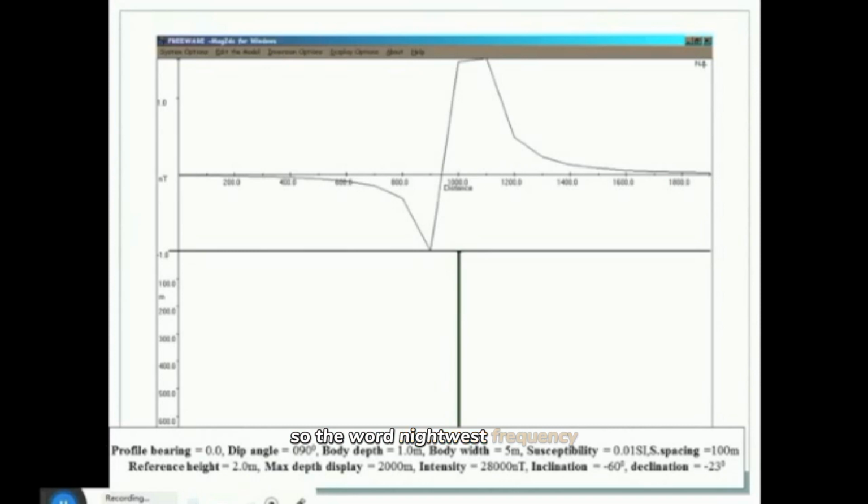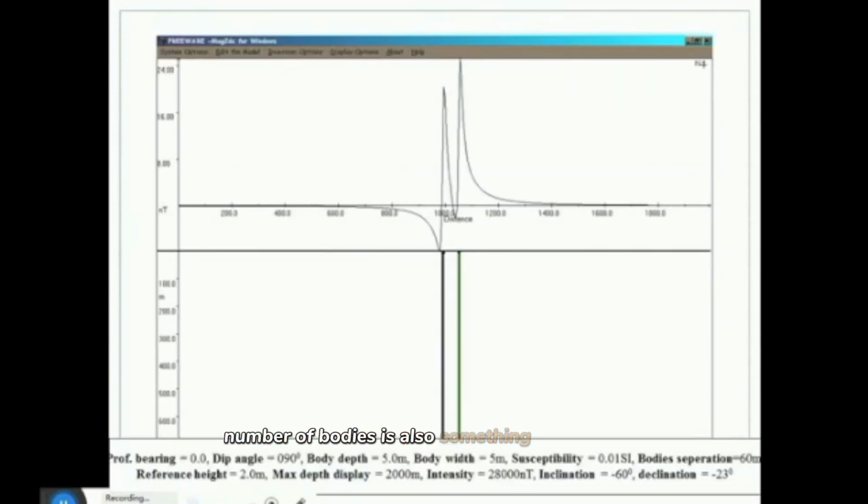So the word Nyquist frequency and the word aliasing are used close together. So you use your correct Nyquist frequency to avoid aliasing. And this is an example of aliasing. So you haven't taken enough measurements, and so you've got an anomaly that is not a replica of what's actually there, because you've lost data, because you haven't sampled enough. So it's called aliasing.